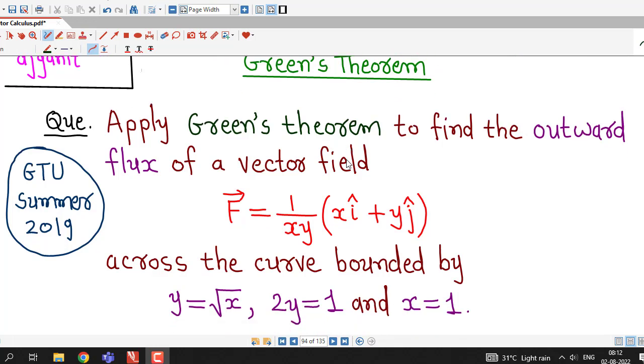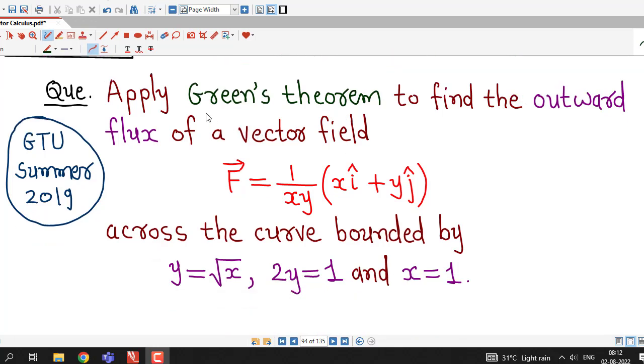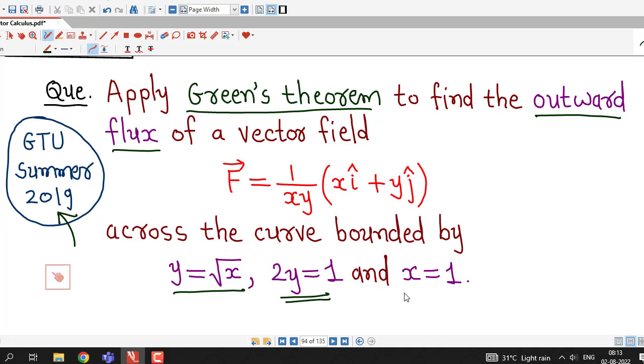In this lecture we will discuss this question on Green's theorem which was asked in GTU Summer 2019 exam. The question is, apply Green's theorem to find the outward flux of a vector field f bar equal to 1 divided by xy times (xi plus yj) across the curve bounded by y equal to square root of x, 2y equal to 1 and x equal to 1.